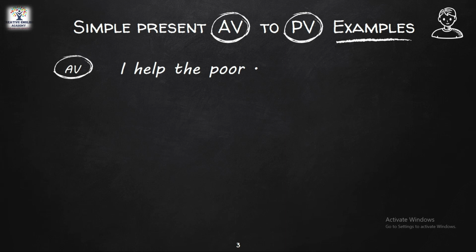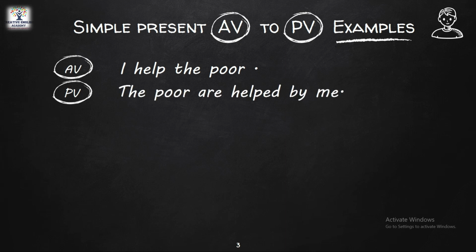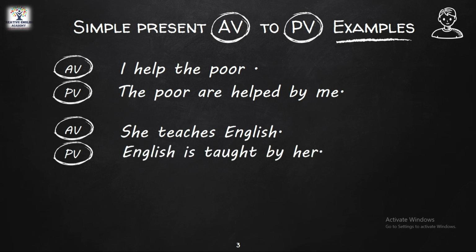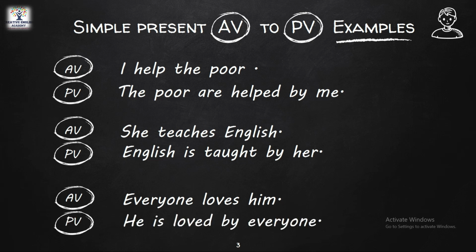Simple present tense. First example, I help the poor. Active structure. Passive structure is the poor are helped by me. Now one more. She teaches English. So English is the object. So in the passive voice, English is taught by her. One more example. Everyone loves him. So this objective case, him, will become the subjective case: he is loved by everyone.